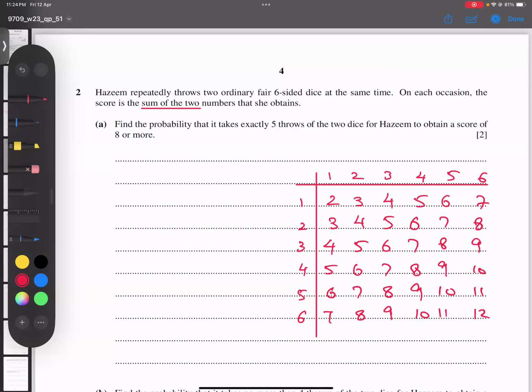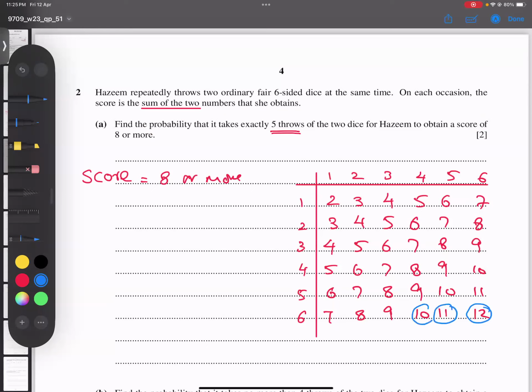You got it. And he said, find the probability that she gets, in 5 throws of the two dice, a score of 8 or more. So what is the score? The probability of a score of 8 or more. So how many scores are 8 or more? Let's count. So this is 8 or more.